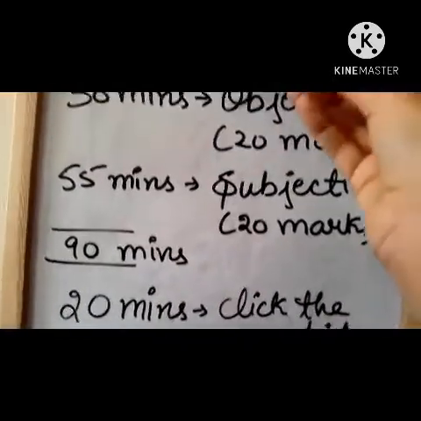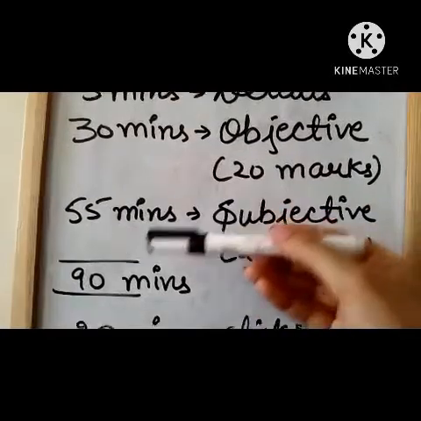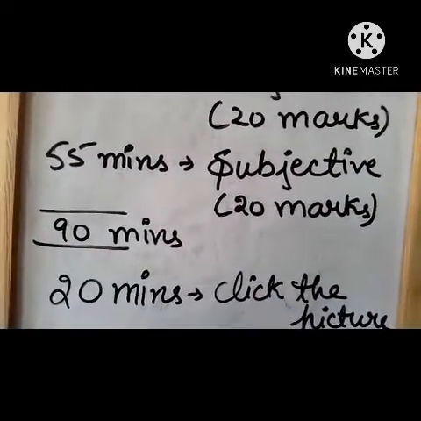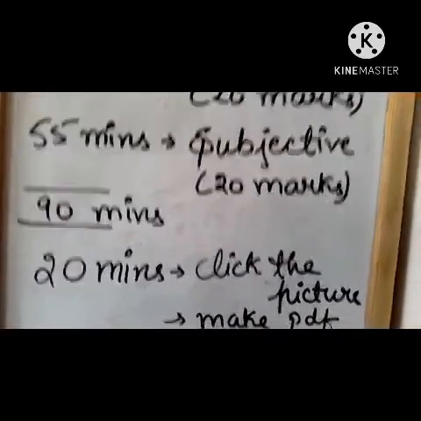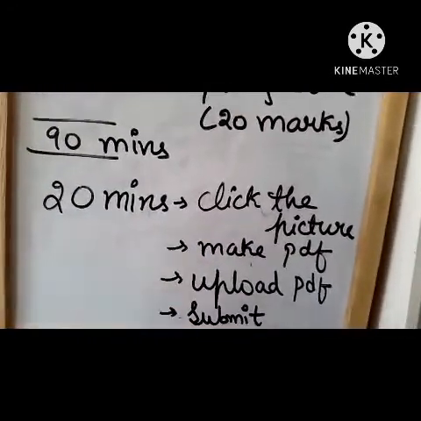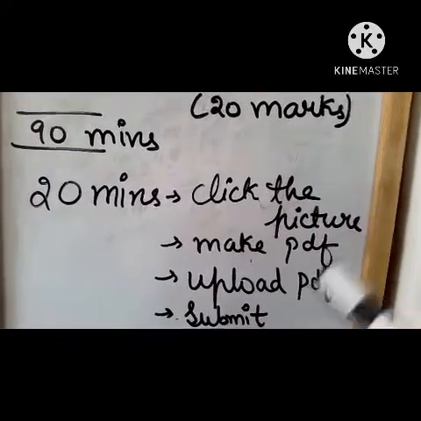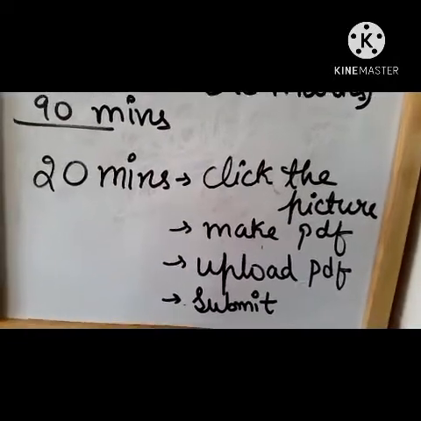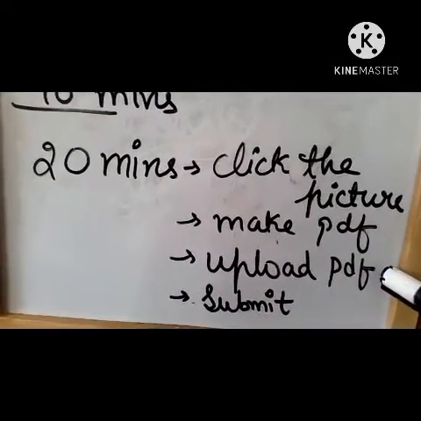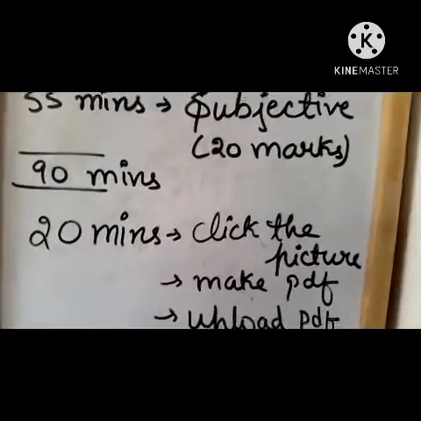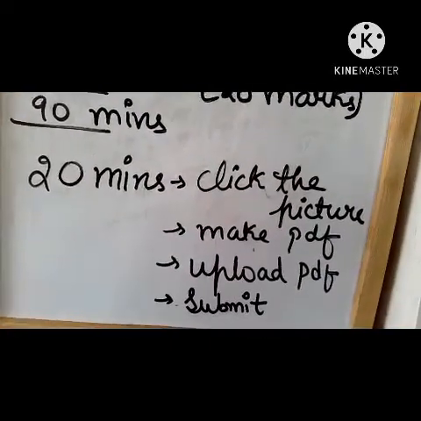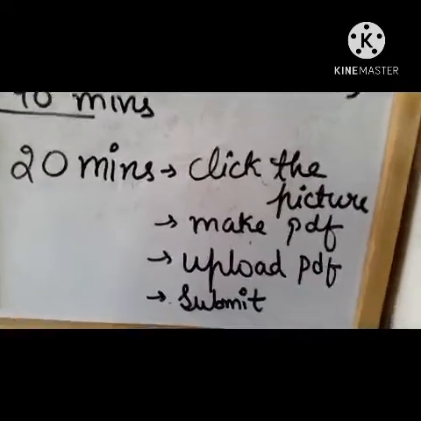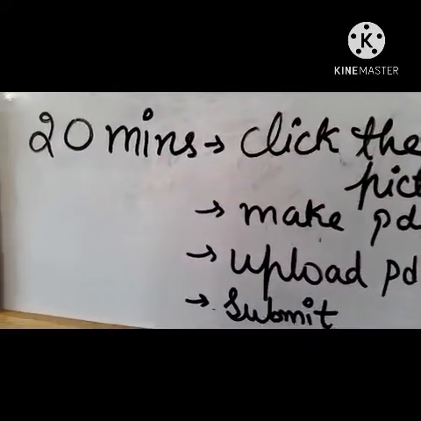And then see, 5 minutes, 30 minutes, 55 minutes, it is 90 minutes. You are having 30 minutes left. 5 minutes before you have to submit your paper, and you can take 20 minutes. In this time you can click the picture, you have to make a PDF, download any scanning app, and then you have to upload the PDF. After the question paper of subjective, there will be an option of uploading the PDF. So here you will click upload PDF, and then you have to submit your paper.